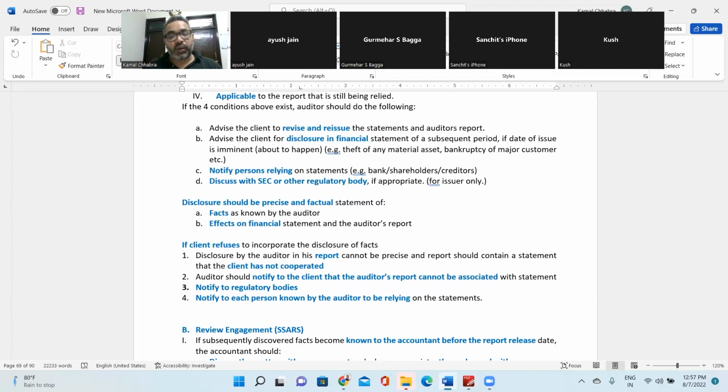Discuss with the Securities and Exchange Commission and other regulatory bodies if appropriate. For an issuer company, if you come to know of a subsequently discovered fact which is very material to the financial statements of the issuer and for which the 10-K has already been filed, you need to understand the severity and, if needed, discuss with the SEC the revision of the 10-K. Make sense?